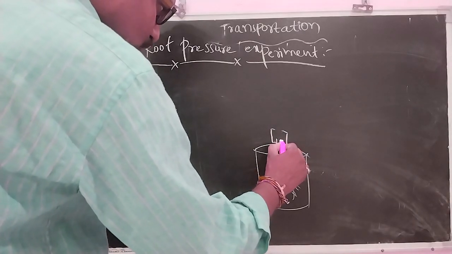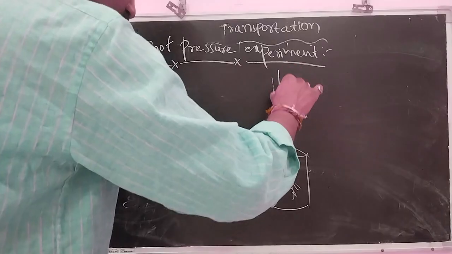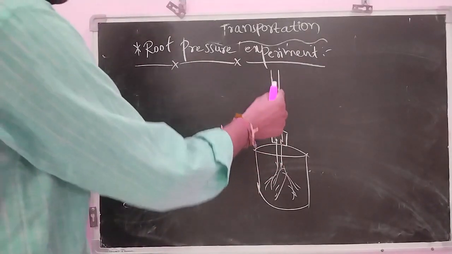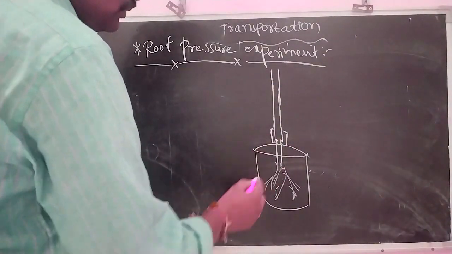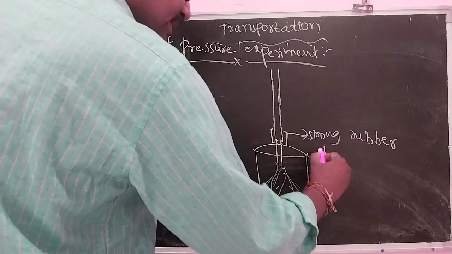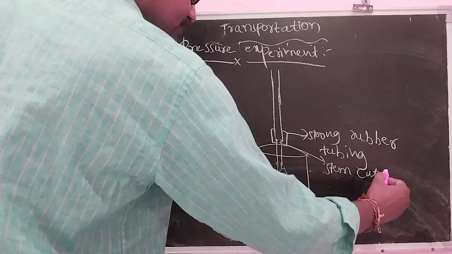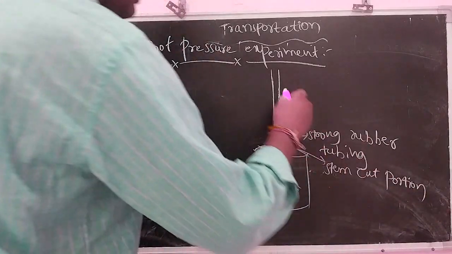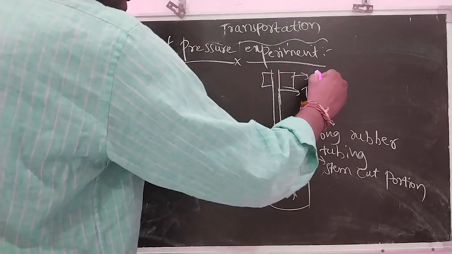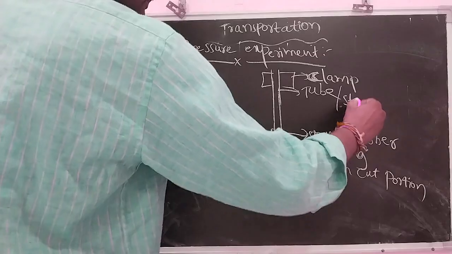We place a stand whose tube is equal to the size of the stem cut portion. So this is the strong rubber tubing, and this is the stem cut portion. This is a tube, and this is the clamp which is fixed to avoid moving the stand or tube.